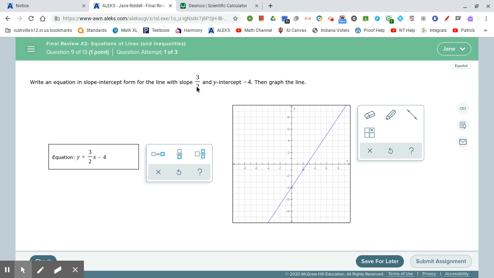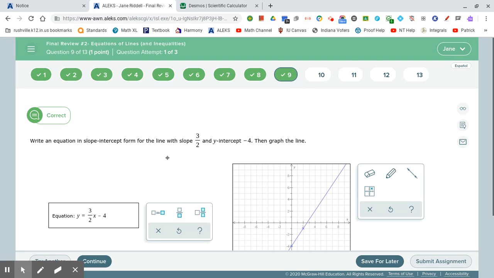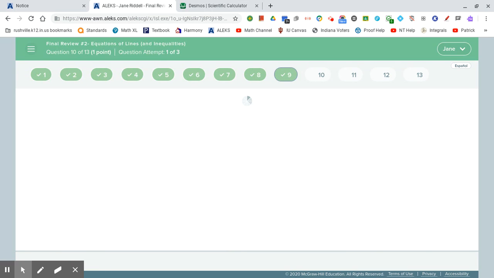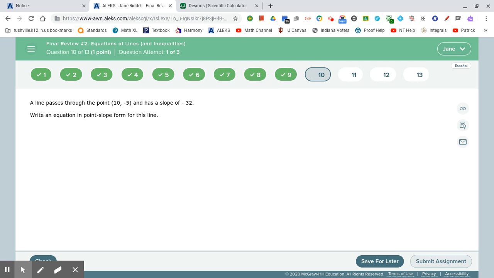In my case, I'm moving to the right by 2. So this slope is positive. My line's going up as I read it from left to right, so that's good news. Okay, and then as always, check before you move on to your next question. All right, so question number 10 now.